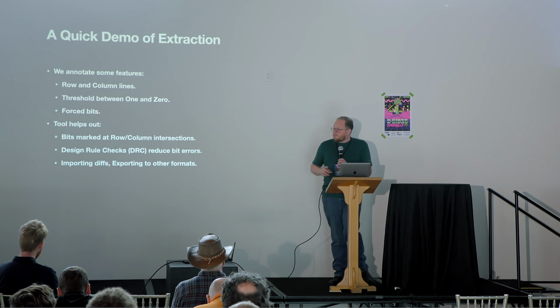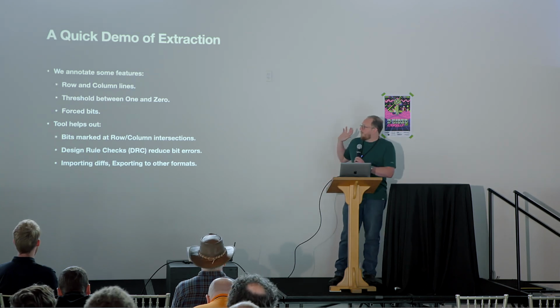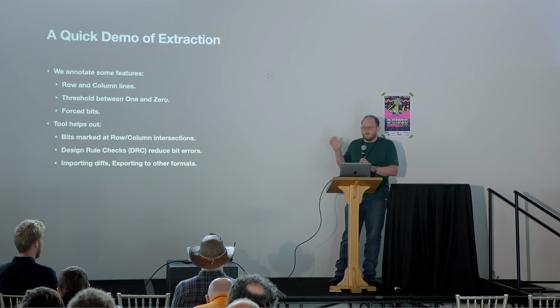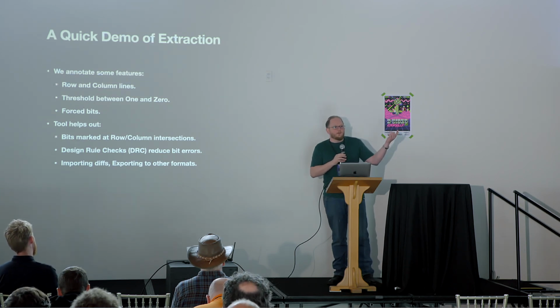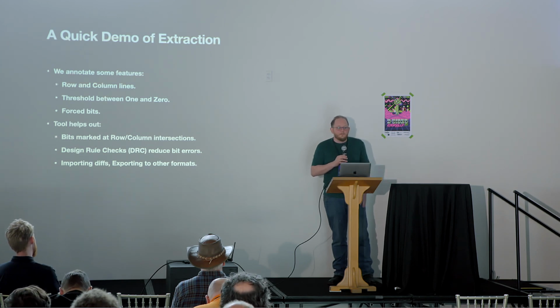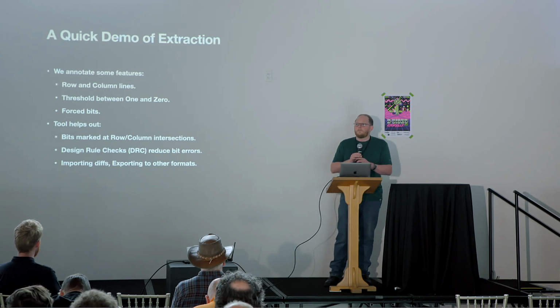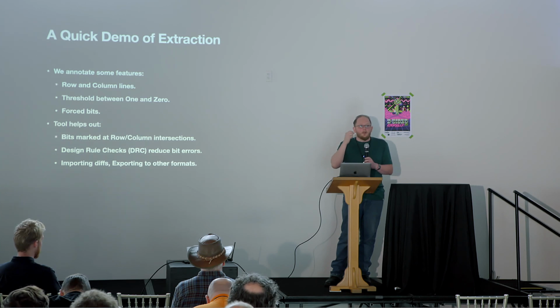And you're going to see that the tool does a lot of the work for me. It marks the bits themselves at the intersections of the rows and the columns. So I only have to draw as many lines as the square root of the number of bits. I don't have to draw as many lines as there are bits. It also has design rule checks that will point out when I screw up. If I hit the button to mark a line twice instead of once, then I'll have 2 lines in the same position, and the software can recognize that and warn me that I messed up, and even show me where in my design that happened.